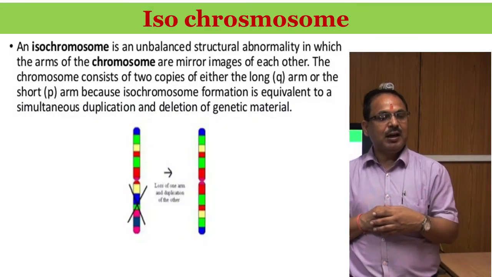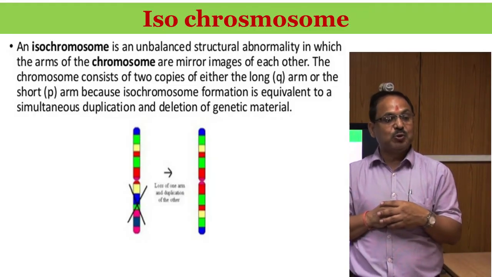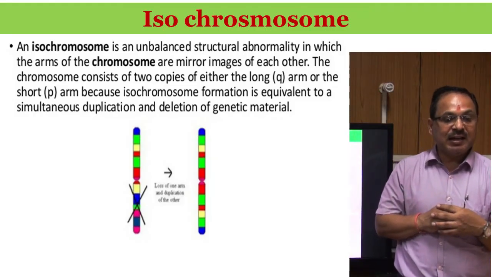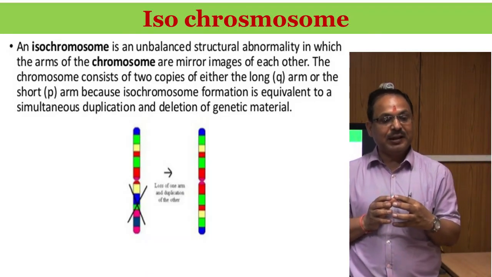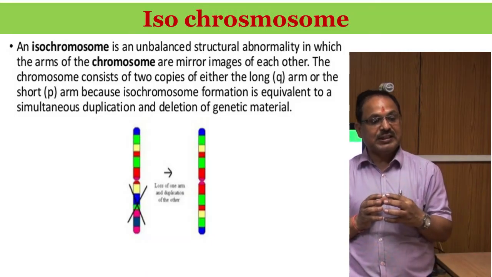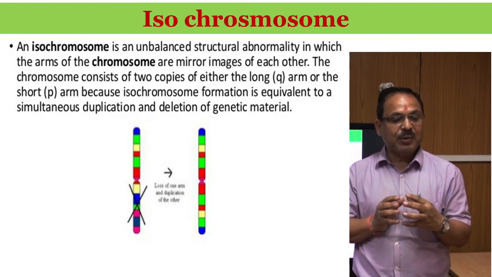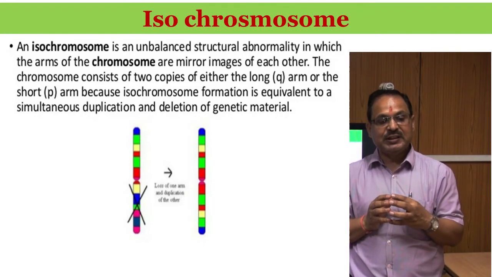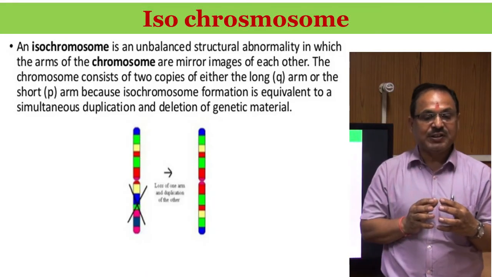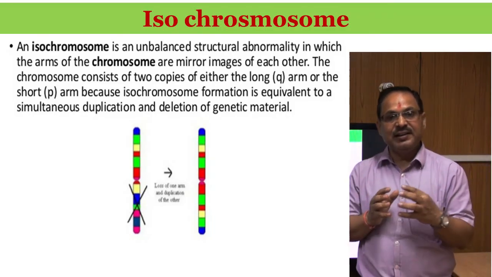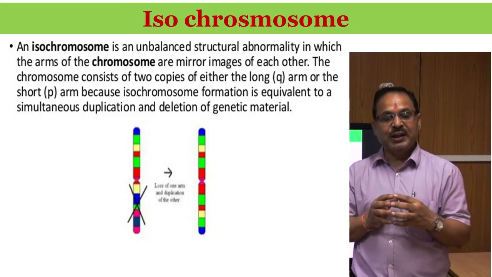Now, another morphological change of chromosome is the isochromosome. In this case, it is an unbalanced structural abnormality in which the arms of the chromosome are mirror images of each other. The chromosome consists of two copies of either the long arm or the short arm, because isochromosome formation is equivalent to a simultaneous duplication and deletion of the genetic material. When duplication and deletion take place simultaneously, this type of chromosome results.